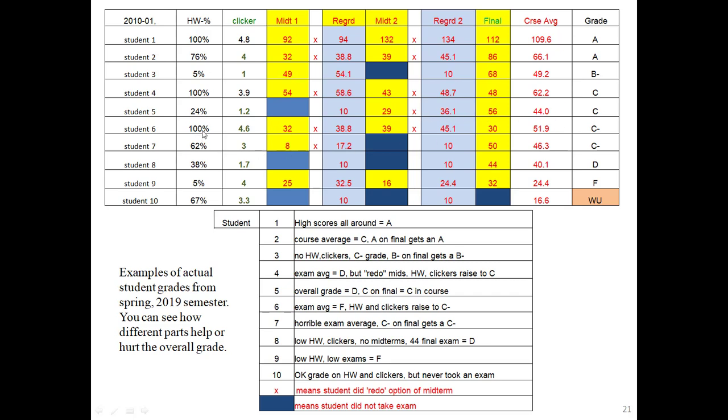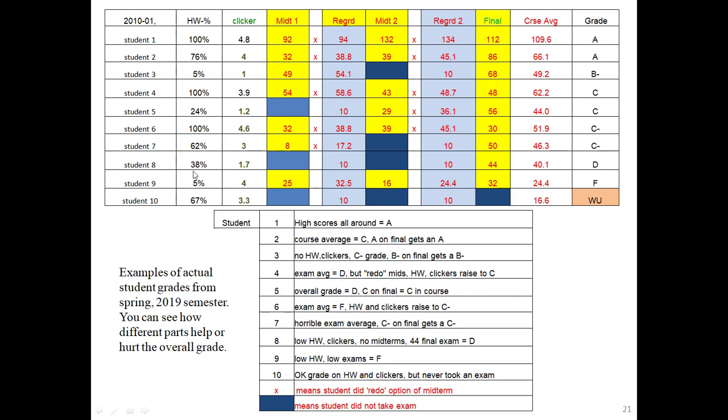This student did 100% on the homework, good on the clickers, not so good on the midterms, not so good on the final. But because of that homework, they got over 50%, and they got a C-. Okay, not so good on the homework, F on the first midterm. They didn't show up for the second midterm. Somehow they put it all together and got a 50% on the final, which is a C-. So their average was a D, but they got the final exam grade.